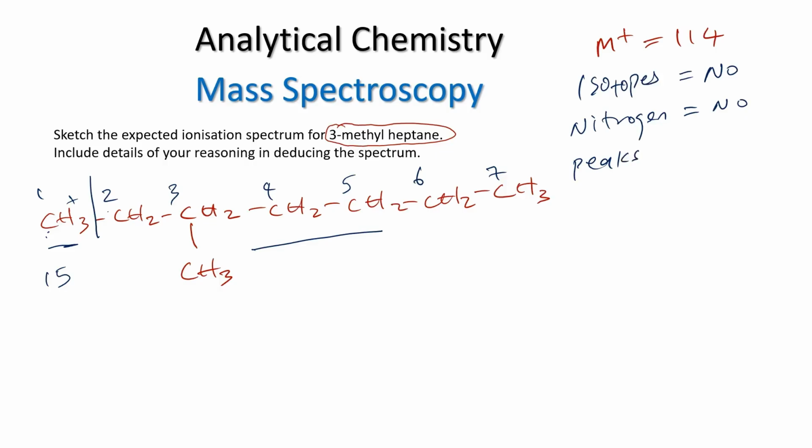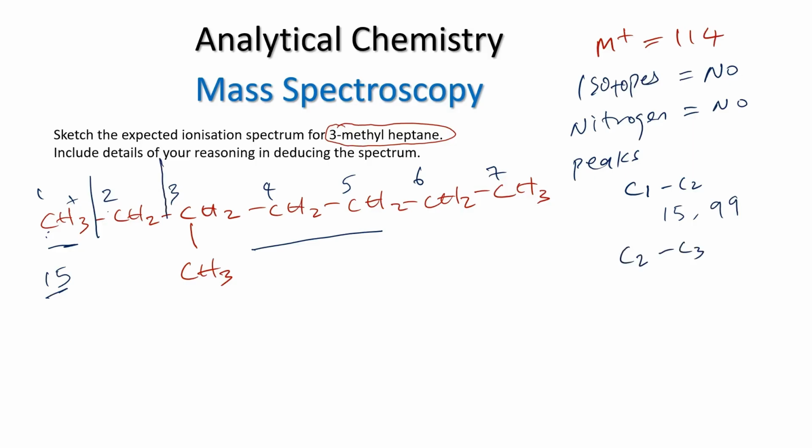So if you break the bond between carbon 1 and 2, we're going to have a fragment of 15 for the methyl fragment, and then the methyl hexyl fragment on the right hand side will be 114 minus 15, and that is 99. So we are going to have peaks at 15 and 99. Now what if you break the bond between carbon number 2 and carbon number 3?